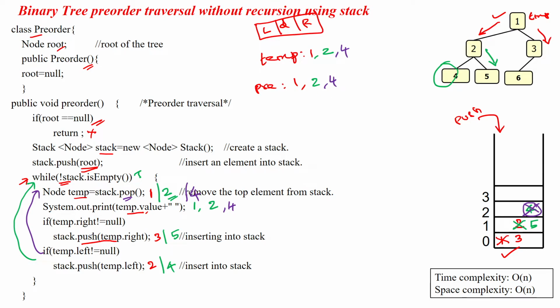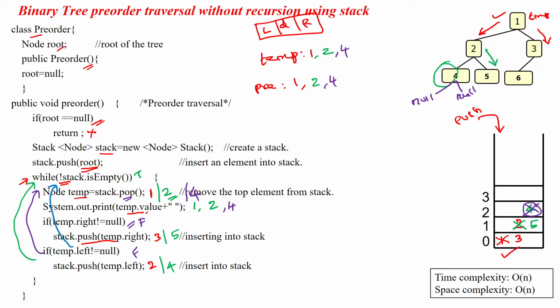Then we are checking temporary dot right. So 4 dot right is actually null. So if it is null, the condition is false. Condition is false, so it will not execute. Now temporary dot left, 4 dot left, is also null. So this is also false, and the condition will not execute.